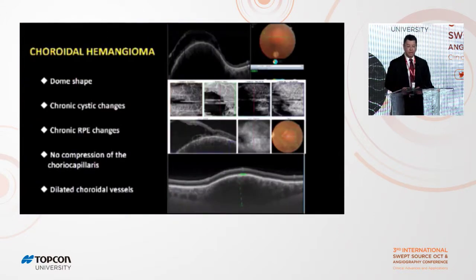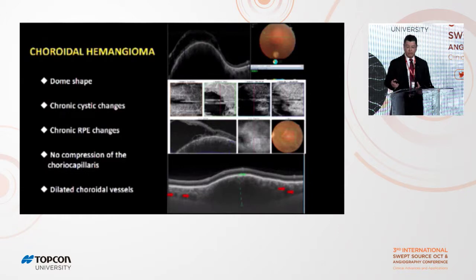For choroidal hemangiomas, this is a lesion that is dome-shaped and is associated with chronic cystic changes. There are also chronic RPE changes. There is no compression of the choroid capillaries, so OCT can help differentiate these lesions from malignant lesions, and there are dilated choroidal vessels, and this is the hallmark of the OCT appearance.